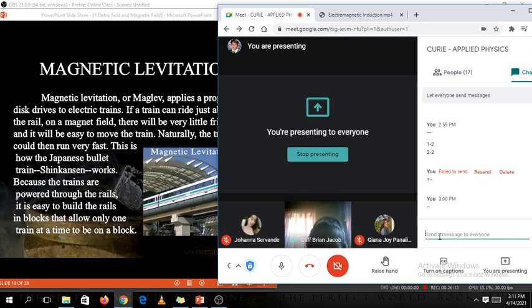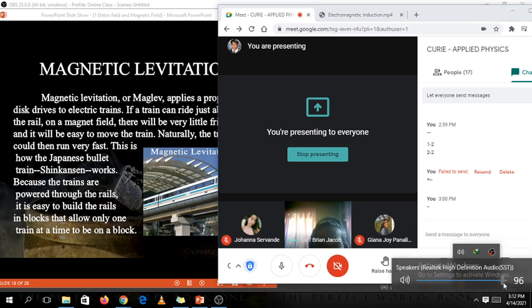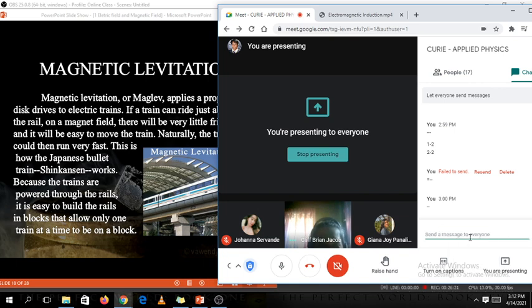Less friction, sir, from the rails. The train on the rails has less friction, sir. Clip, you are a bit choppy, louder please. There is lesser friction, sir, between the train and the railways. Correct. Less friction. You said something about friction.